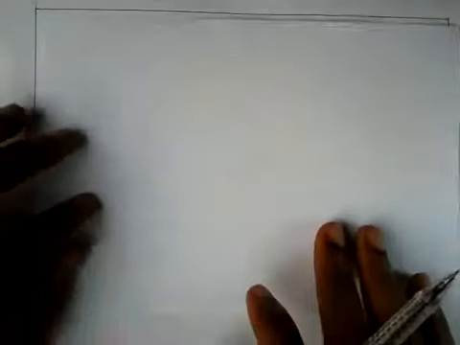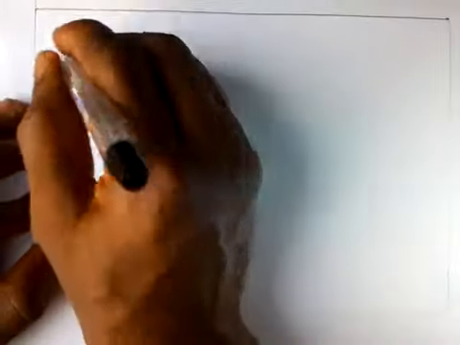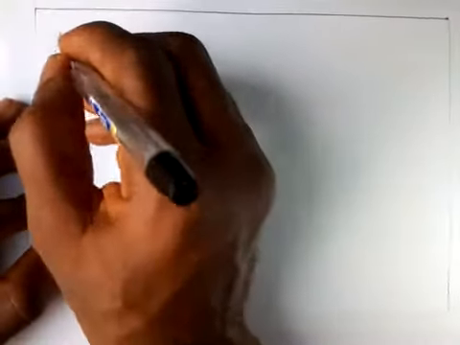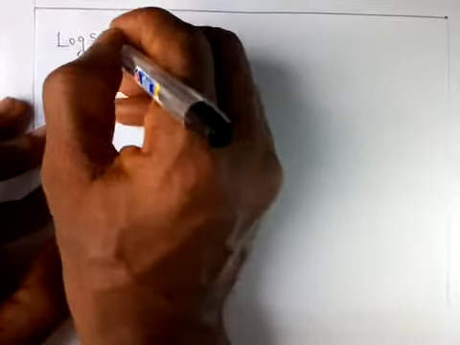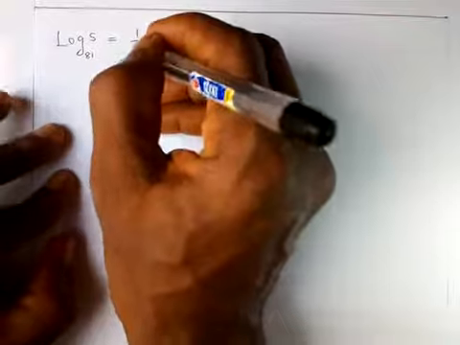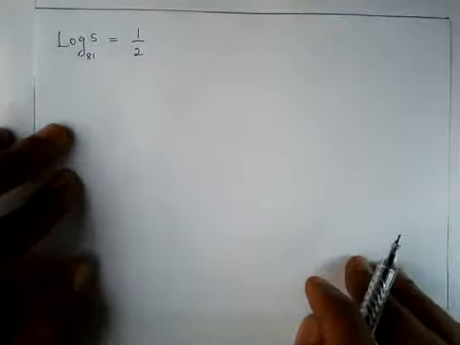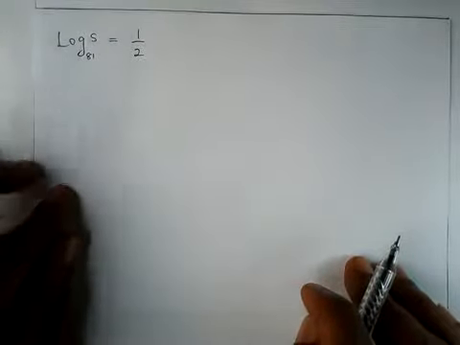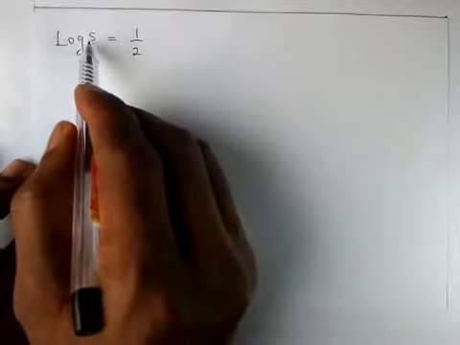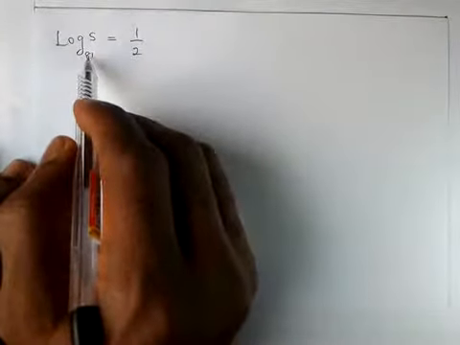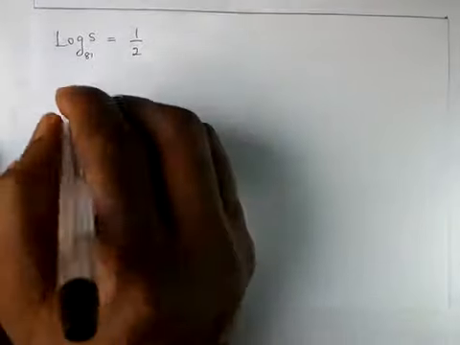The second question demands that we solve for s. We're told to solve for s if log s to base 81 is equal to 1 over 2. Now, introduce 81 here, so you have log 81 to base 81, and you have removed the logarithm.